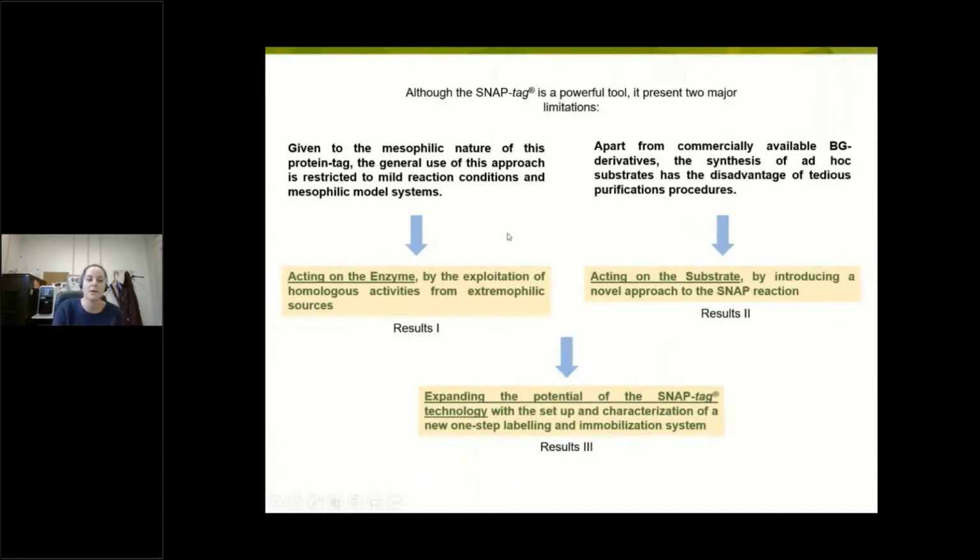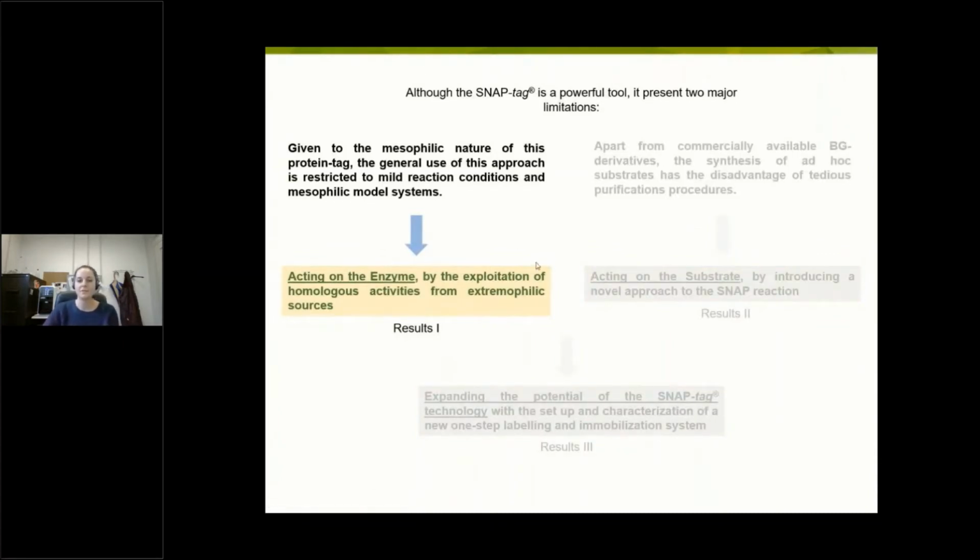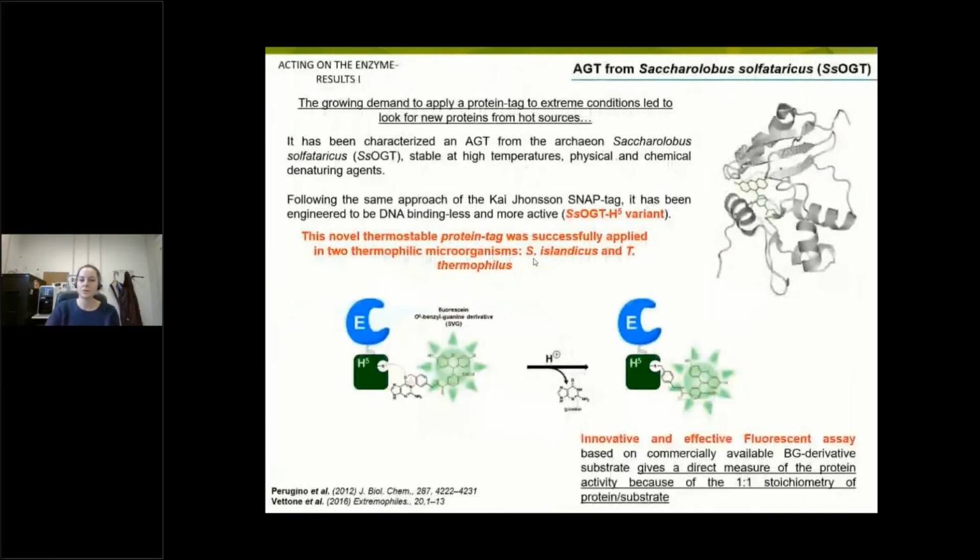And for the first one, we decided to act on the enzyme by searching for homologous activity in thermophilic organisms. I already talked about the Saccharolobus sulfataricus AGT, but our group engineered the wild type following the same approach used by Johnsson for the SNAP tag, mutating the DNA binding domain of the wild type Saccharolobus sulfataricus protein to develop a mutant called H5, which is the first thermostable SNAP tag identified so far. And this protein tag was successfully applied in two thermophilic model systems, Sulfolobus islandicus and Thermus thermophilus.